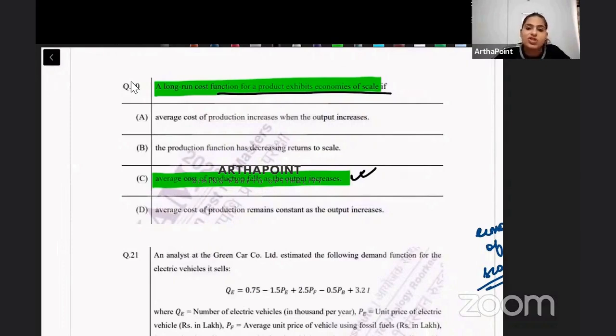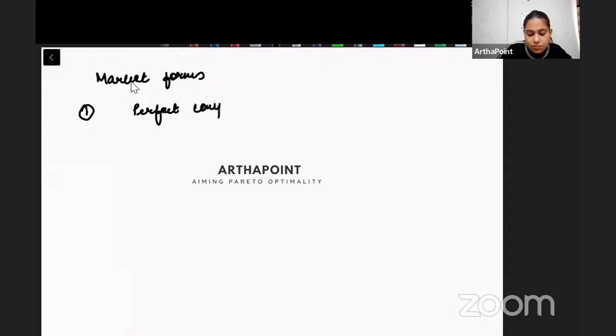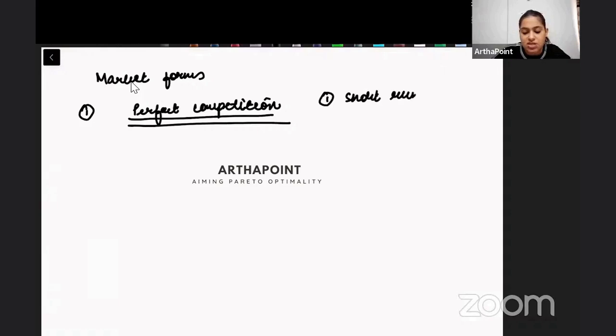So what I would suggest you to do is, as homework, go back, make a table for different market forms, and write down each and every property of that market form. So if I start with perfect competition, and please don't underestimate monopolistic. There is just one lecture that I have done on monopolistic. You must do that. So when I talk about perfect competition, first of all, I will make notes of short run. I must know what happens in the short run, each and everything.